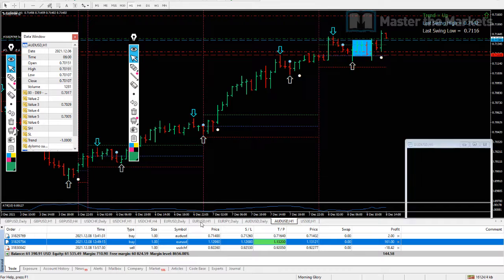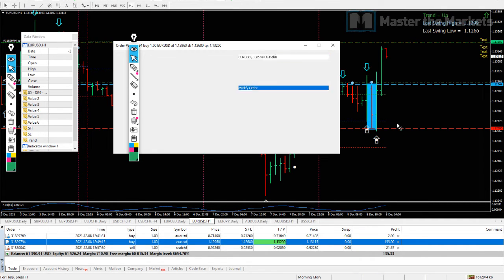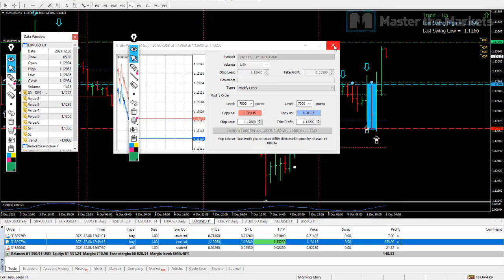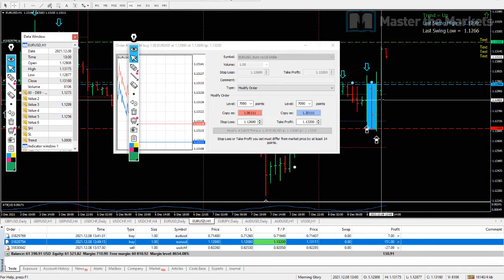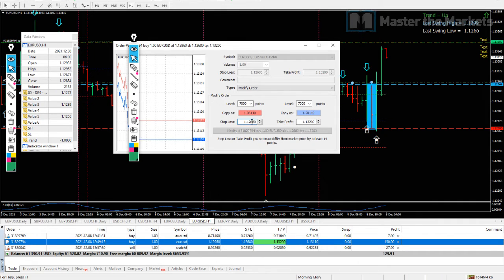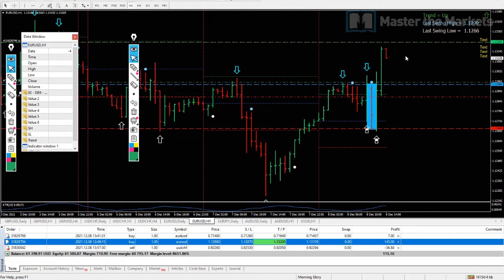Now the next one is euro dollar. Let me take a look at euro dollar here. Again, I will trail it to the low of this bar here, which is what is flagged up now. So the low would be 11287. That's what it will be. So I'm minimizing my risk as we are doing this. Okay, so that's that one there. It's very near to our target, as you can see.